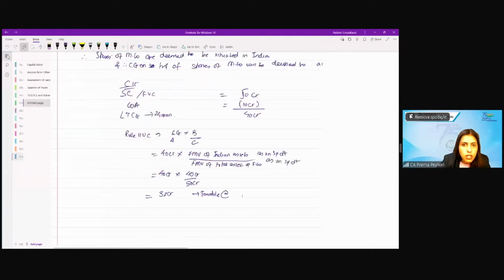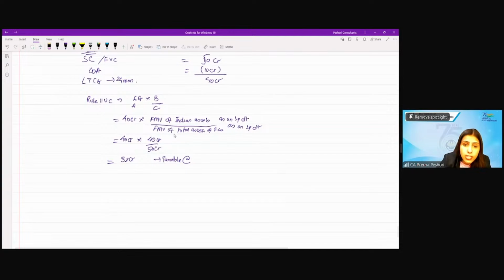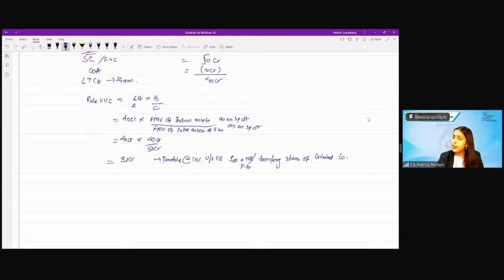So just here write down. So this will be taxable at 10% under section 112 for a non-resident, or the foreign company, transferring shares of unlisted company. Are we clear, students? Is indirect transfer clear to you?